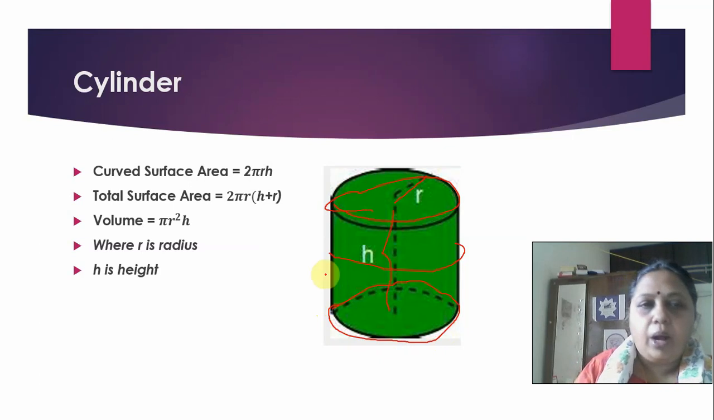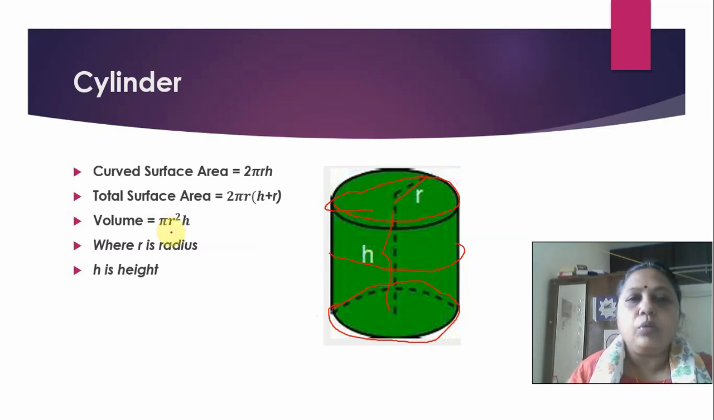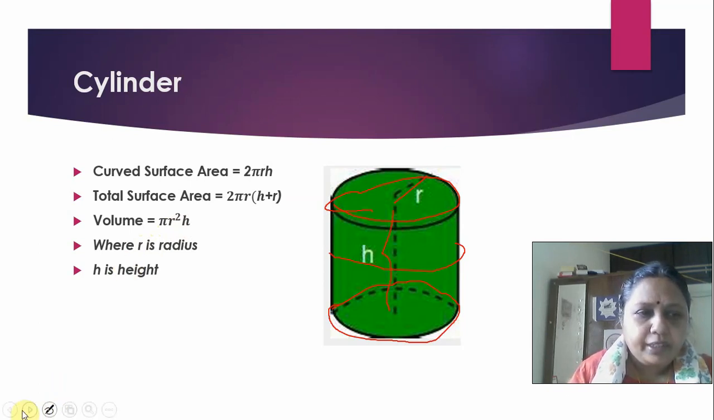I hope you understood this. Now we'll go to the volume of a cylinder. It is pi r squared into h, where r is the radius and h is the height. I hope you understood everything.